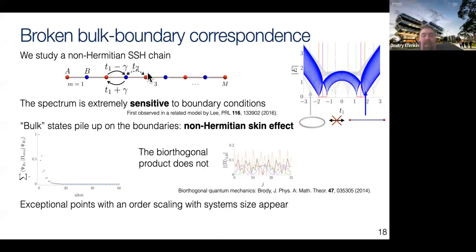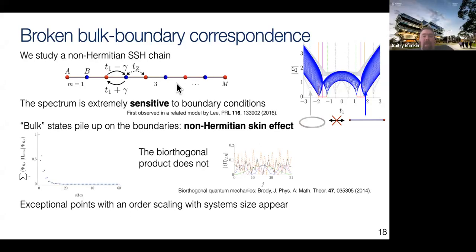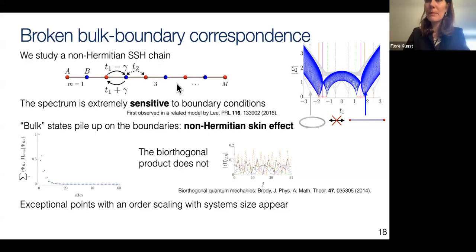Could I interrupt you again? Could you clarify what "pile up" means? So the probability to find any state is larger at the boundary? Yes. So instead of just having plane waves that are uniformly distributed across the system, all states tend to spend a large amount of time close to the one boundary. Yeah, okay. That's exactly it.